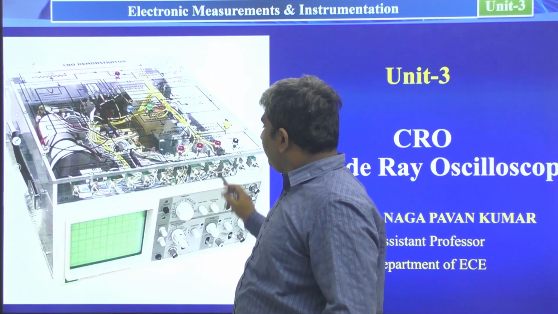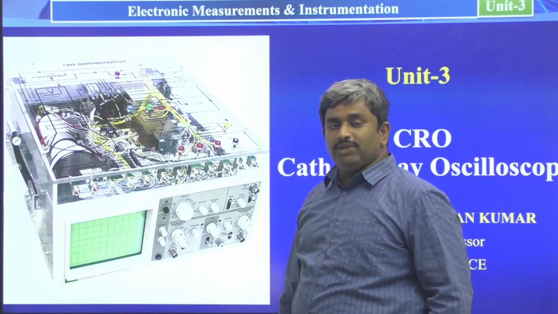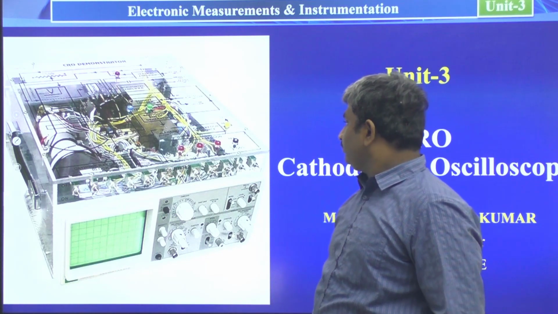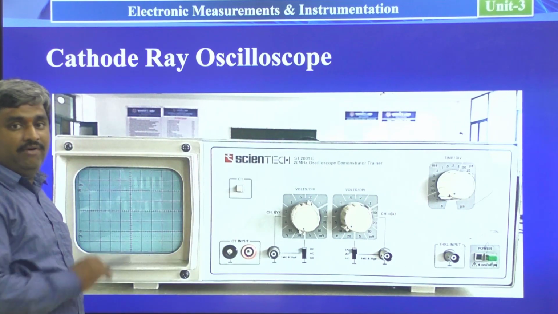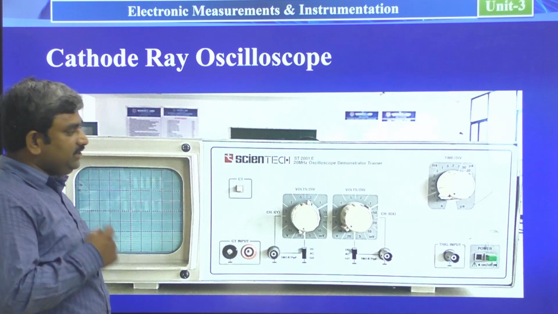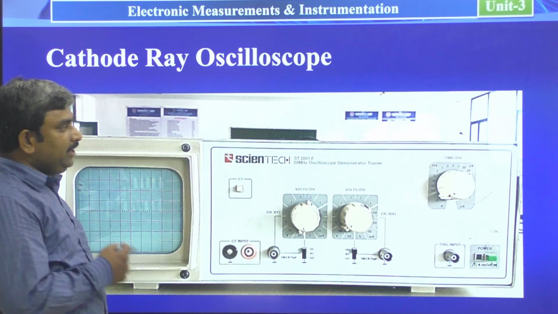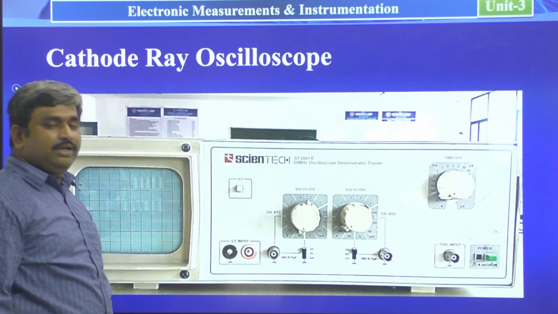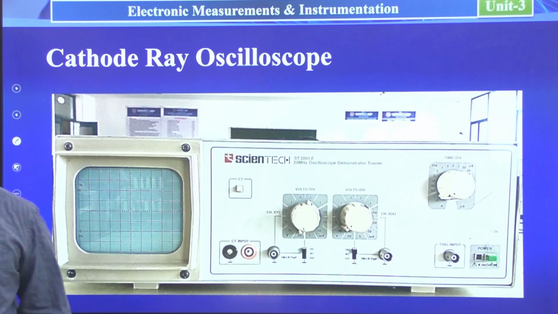So this is the internal view of the CRO, cathode ray oscilloscope. Let us see. This is our CRO trainer kit in our laboratory. This kit is available in your electronic devices and circuits laboratory. You can see it after coming to the college. Let us take a look.